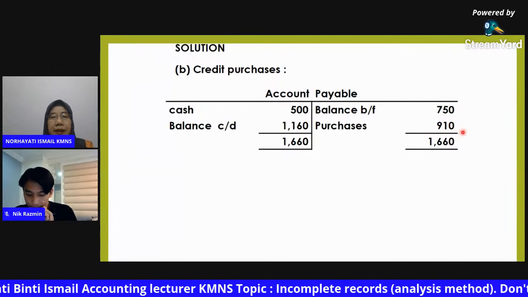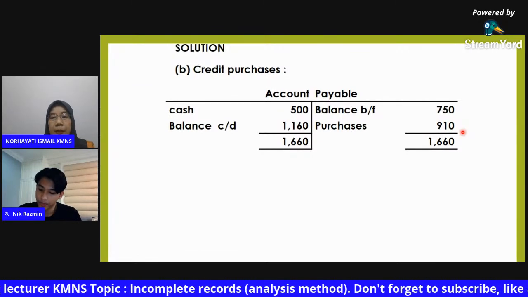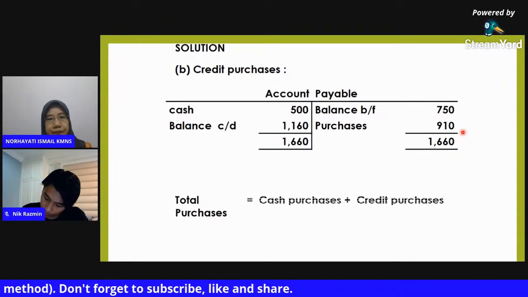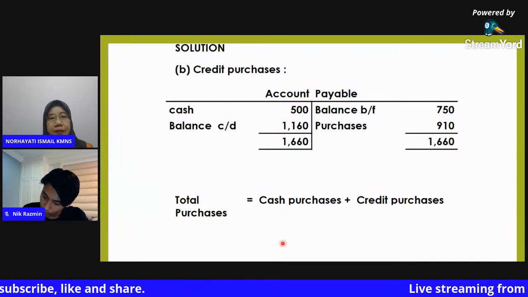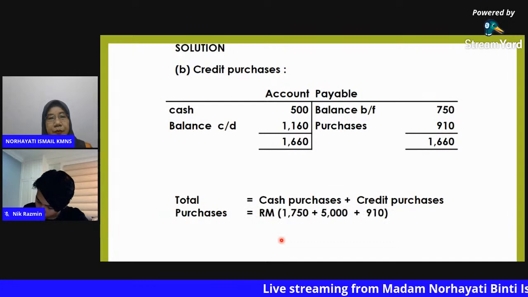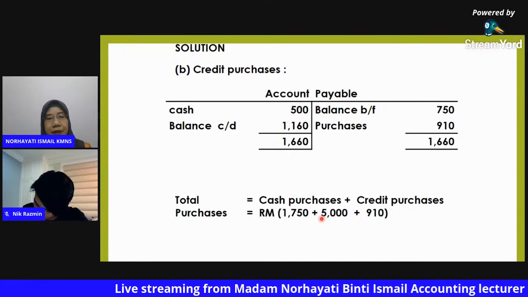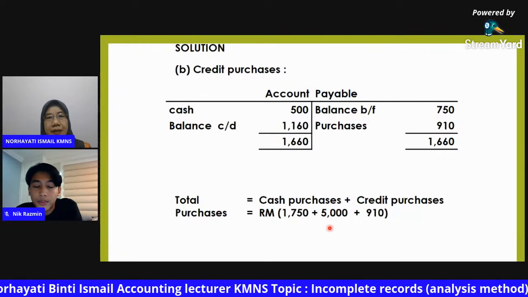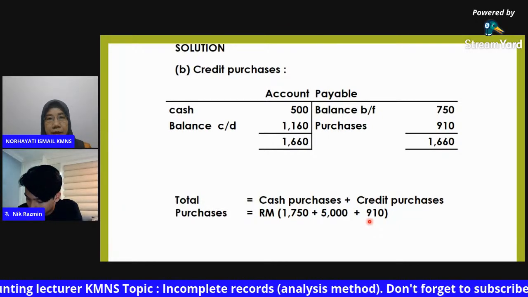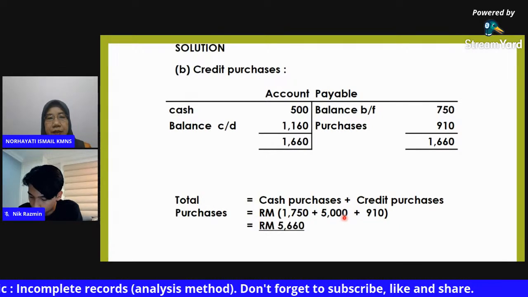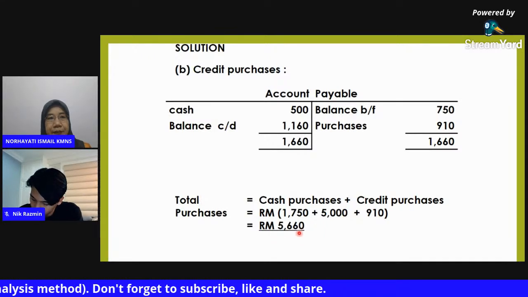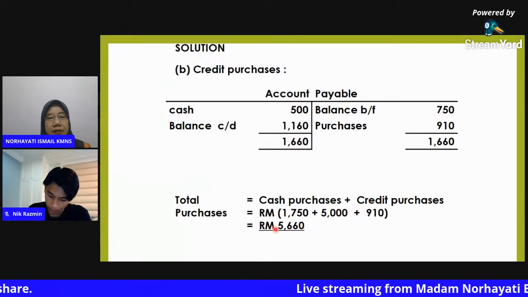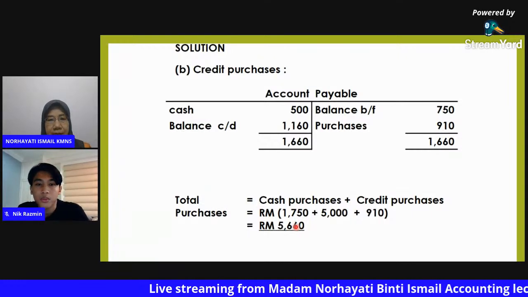The total is 910. So now we have to calculate the total purchase, and this is the formula. Cash purchase 1,750 plus 5,000, this information you get from the cash book, plus 910 from account payable. So the total for purchase is 5,660. This amount we must record in the statement of income.